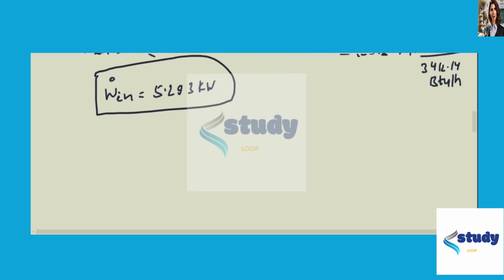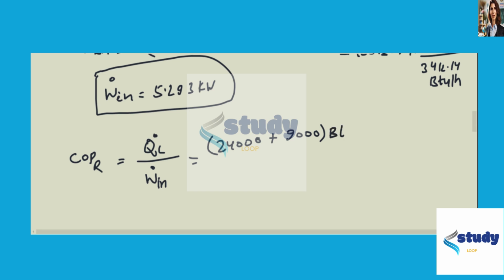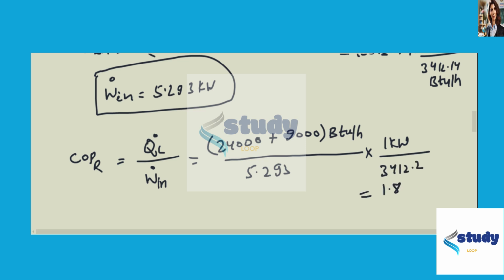Coefficient of performance of refrigeration is the rate of transfer of heat upon total power input: 24,000 plus 9,000 BTU per hour upon 5.293 kilowatt. Converting it, it becomes 1.83. That's all for it.